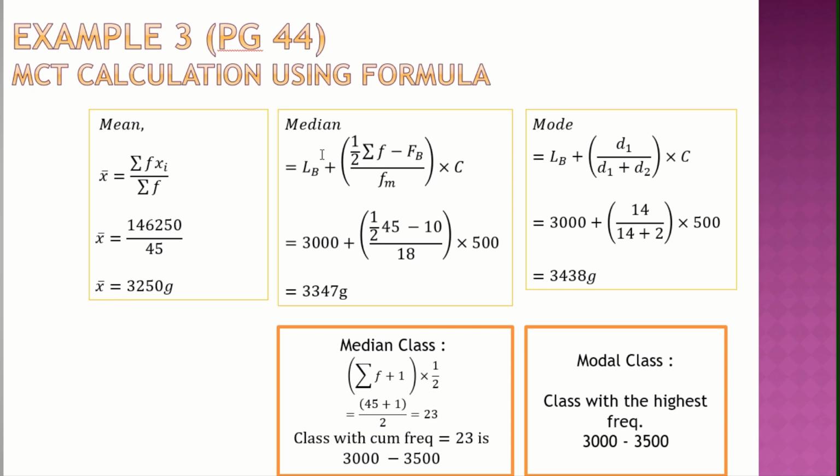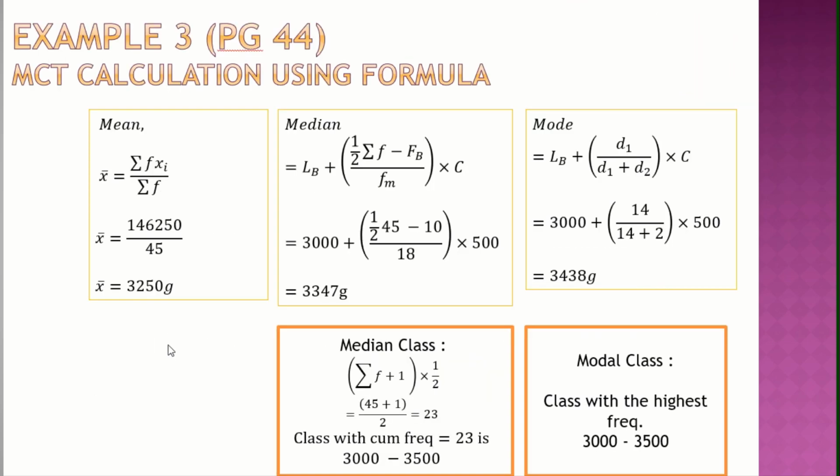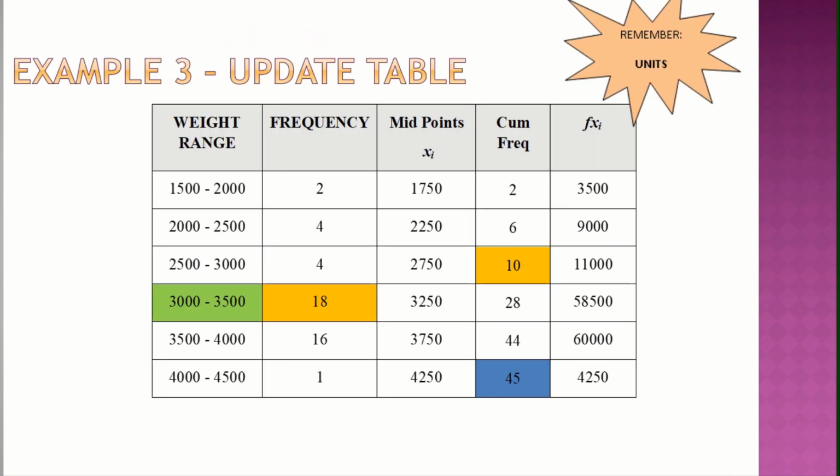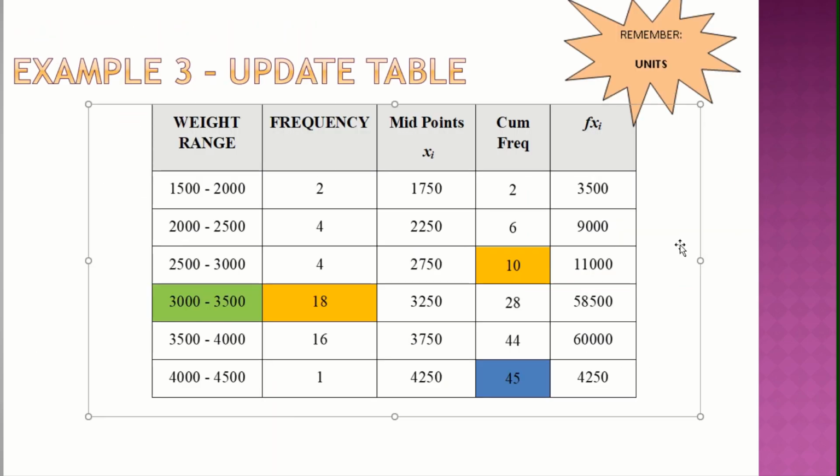How to find median? Basically, you need to find your median class first, right? How to find median class? N plus 1 divided by 2. What is N? 45. That means what is your total frequency? 45. 45 plus 1 is 46. 46, you divide by 2, what do you get? You will get 23.